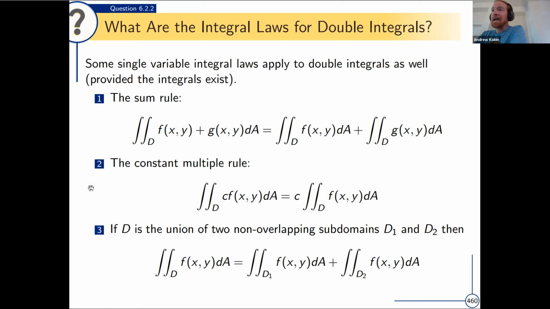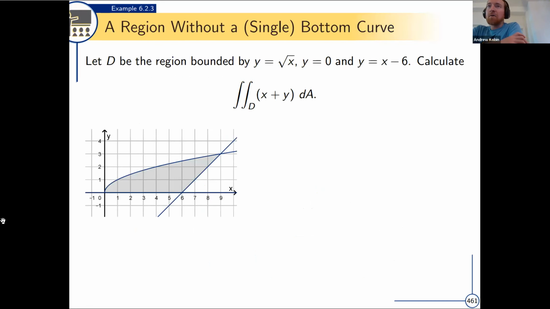But the idea is we can add up volumes by partitioning into separate pieces that don't overlap and computing smaller volumes that way. So here's an example of if this were an area between two curves problem. We actually have 3 curves here, y equals square root of x, y equals 0, and y equals x minus 6. There's a computer-generated graphic for you to stare at for this problem.